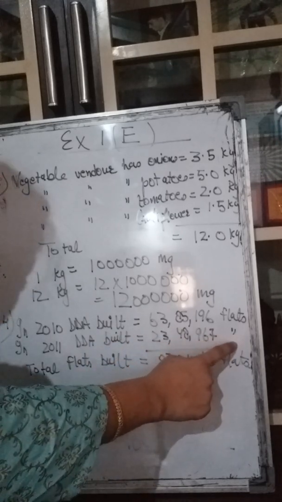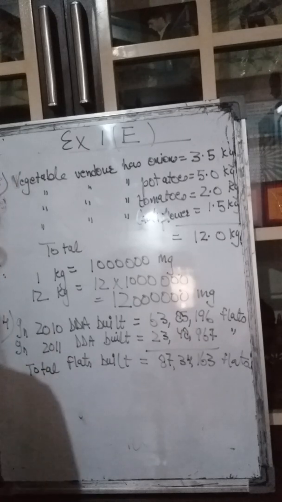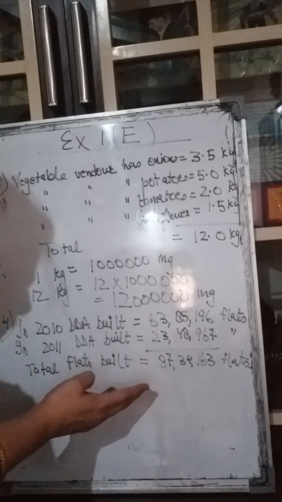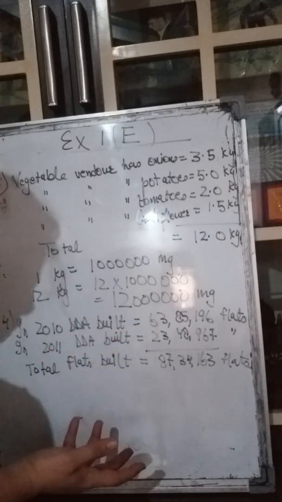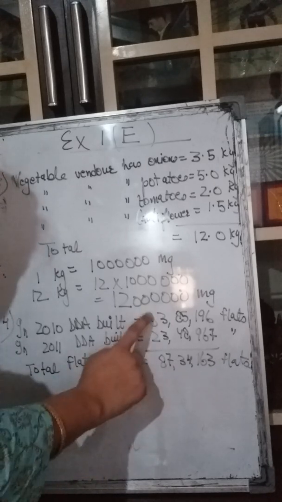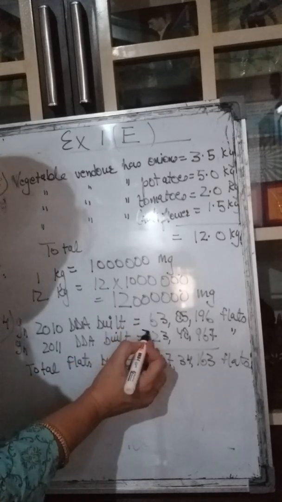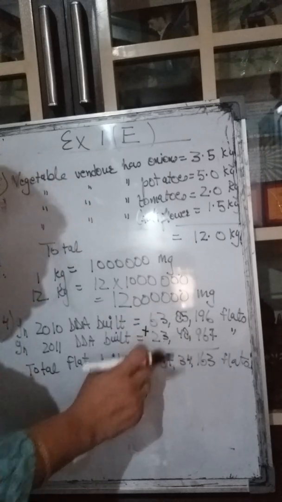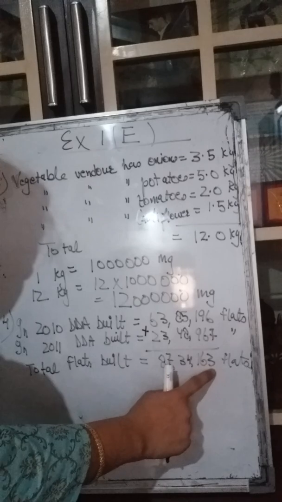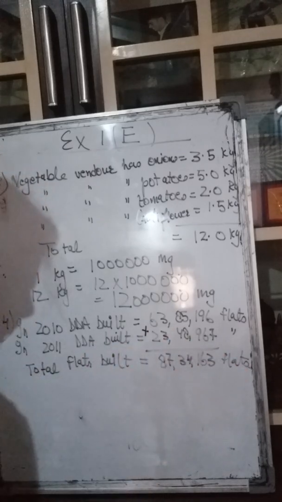23,48,967 flats. So they are asking how many flats in all were built in 2 years. How many flats? We will simply add them up. Total flats, to find out the total flats. The total flats built is equal to this plus this. That will give you 87,34,163 flats. Is that clear?